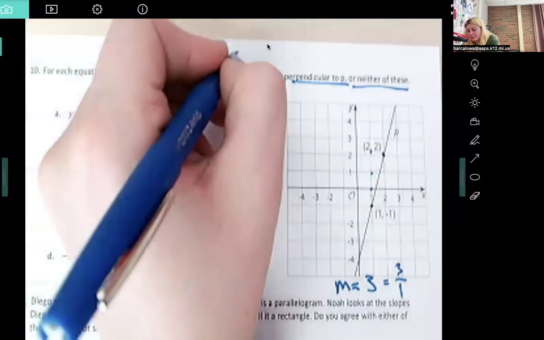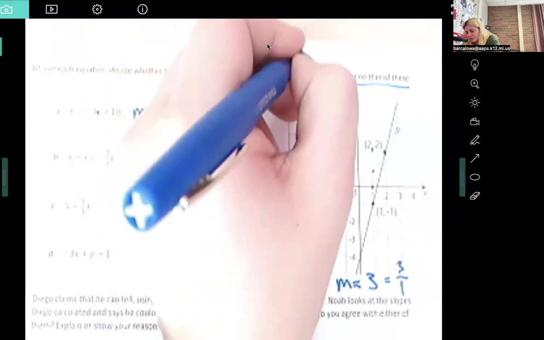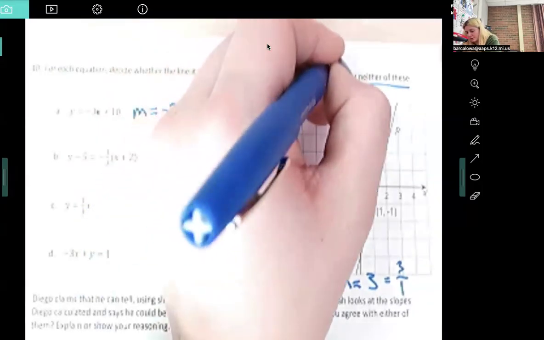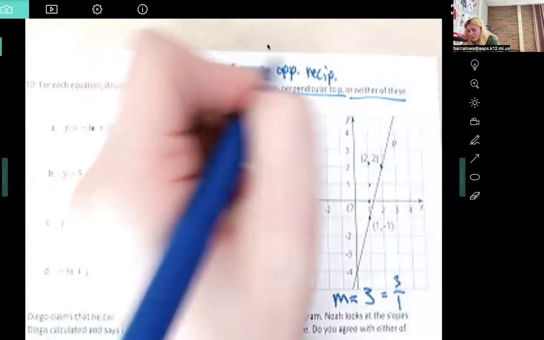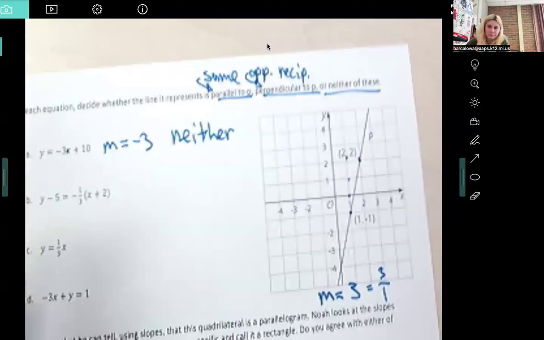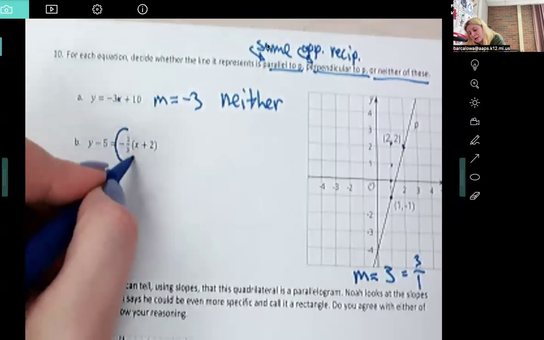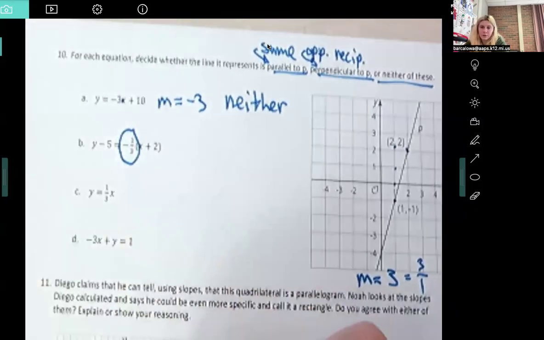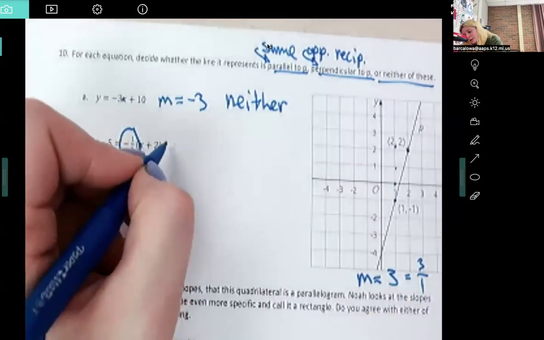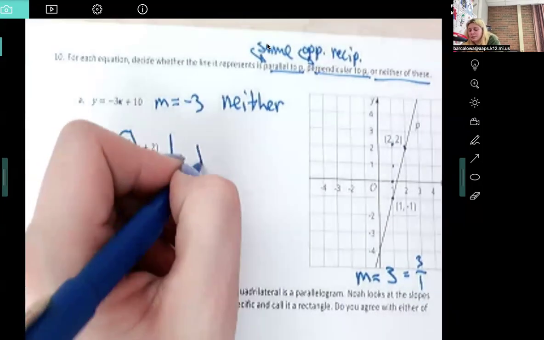So parallel is same slope. Perpendicular is opposite reciprocal. I know you can't see what I'm writing. And then neither would be like neither. Okay, so this one, my slope is -1/3. So it went from positive to negative. And did you flip that fraction over? Reciprocal? Heck yeah, perpendicular. I'm sure your teachers want you to write the actual word.